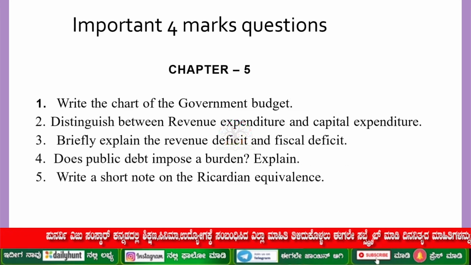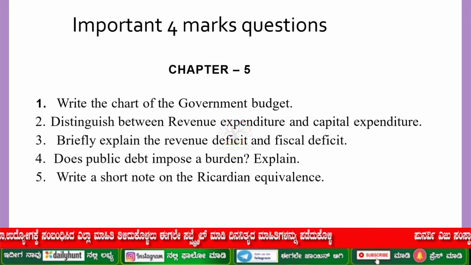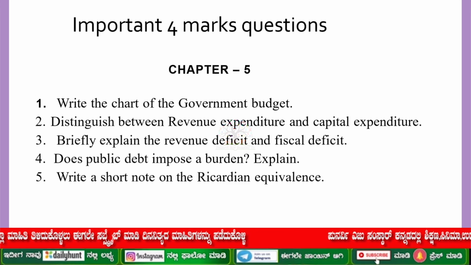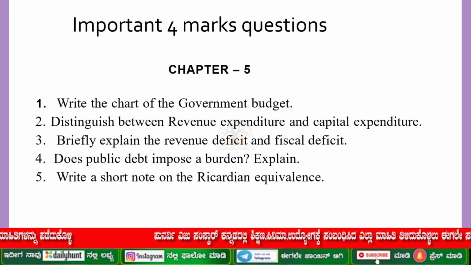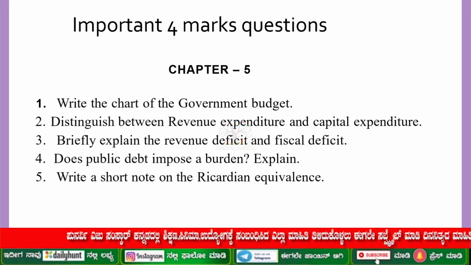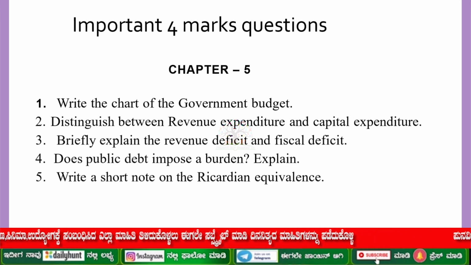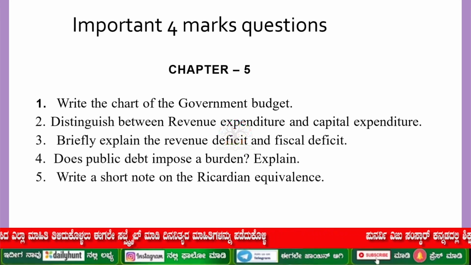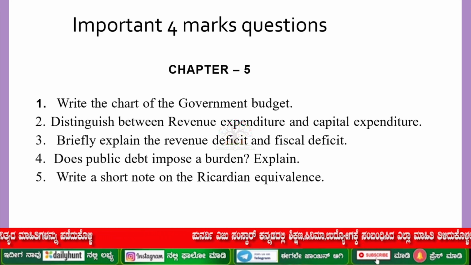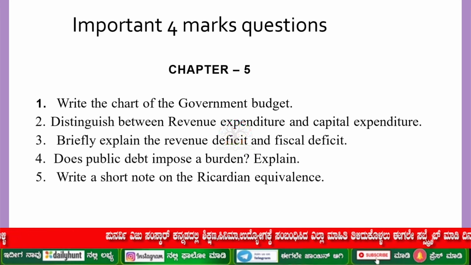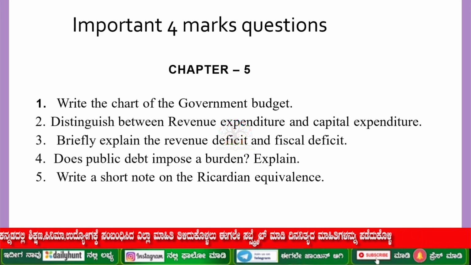5th chapter, government budget. From this chapter again you can expect 2 4 mark questions. So prepare all these important 5 questions. Okay, so one is the chart of government budget, distinguish between revenue expenditure and capital expenditure, briefly explain revenue deficit and fiscal deficit, then does public debt impose a burden, explain, then a short note on Ricardian equivalence. So out of these 5 questions, you can expect 2 4-mark questions.